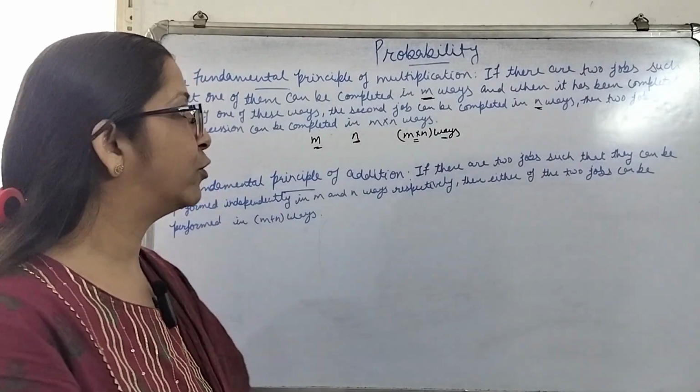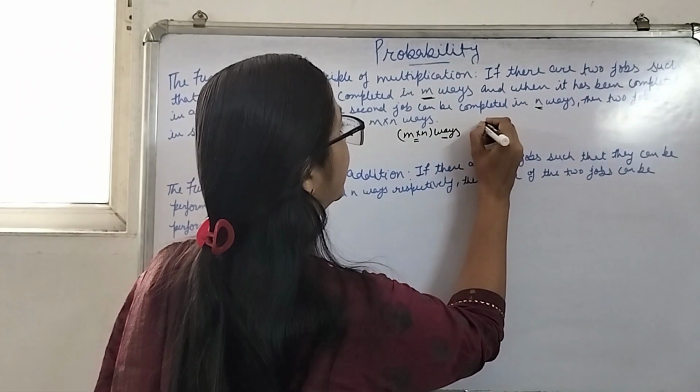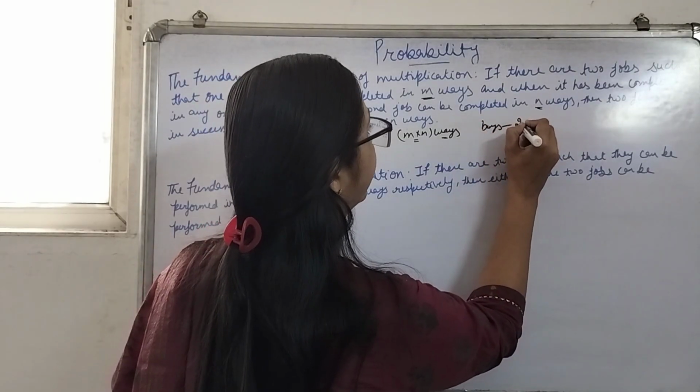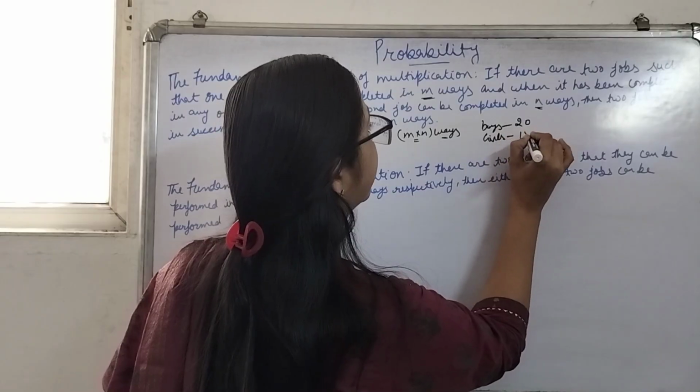Now let's see an example of it. Suppose there is a class, and in this class the total number of boys is 20 and the total number of girls in the class is, say, 15.